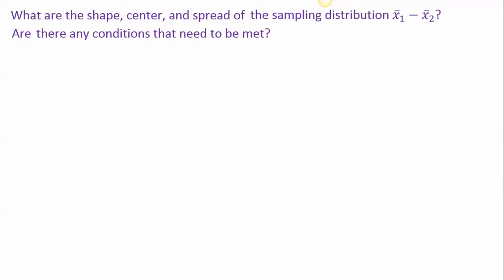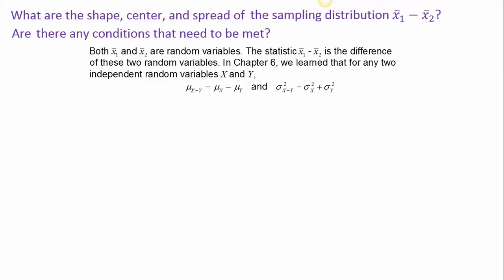What are the shapes and spread of the sampling distributions for x bar 1 and x bar 2, and are there any conditions that need to be met? Both x bar 1 and x bar 2 are random variables. The statistic x bar 1 minus x bar 2 is the difference of these two random variables. In an earlier chapter, we learned how to combine data, and we found the mean of the difference of two samples to be the difference of the means, and we found that the variance of the difference was equal to the variances added together.